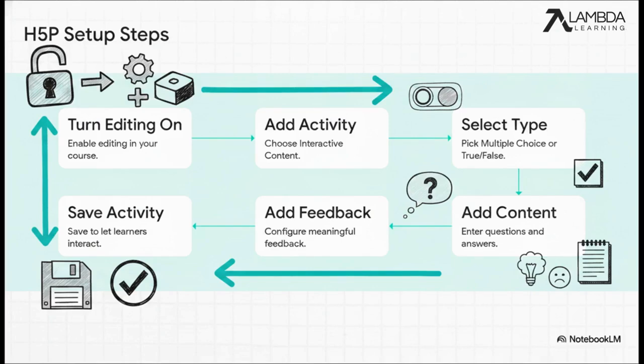Step 1, turn editing on in your course. Step 2, add an activity and choose interactive content H5P. Step 3, select multiple choice or true-false. Step 4, punch in your question and your answer options. And Step 5, and listen, this is the absolute secret sauce. Configure your meaningful feedback. And finally, Step 6, hit save. Just like that, boom, your previously static page is suddenly an interactive experience.